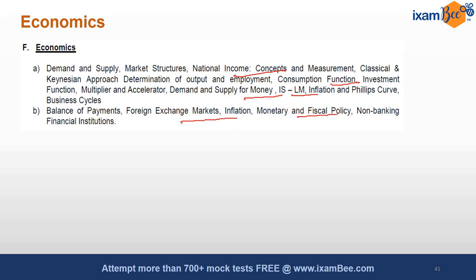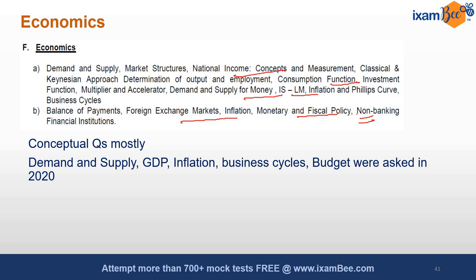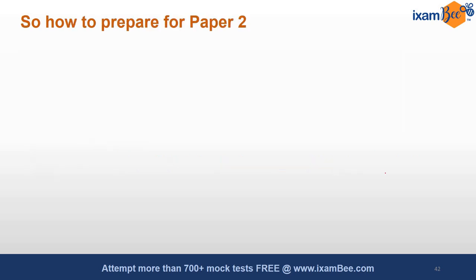Balance of payments, foreign exchange market, inflation, monetary and fiscal policy, NBFCs, because NBFCs are important institutions in the financial market, though their license is given by RBI. But as I said, there is so much overlapping. You have to understand this. Conceptual questions mostly on demand, supply, GDP, inflation, business cycles; budget was asked in 2020.